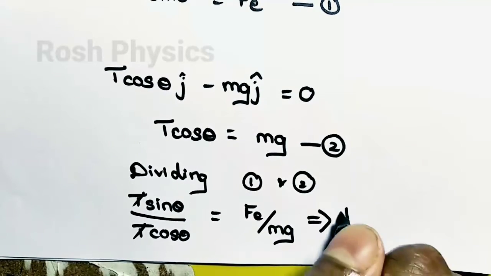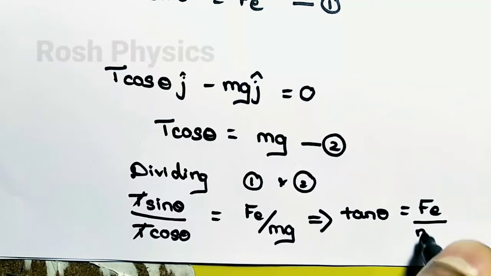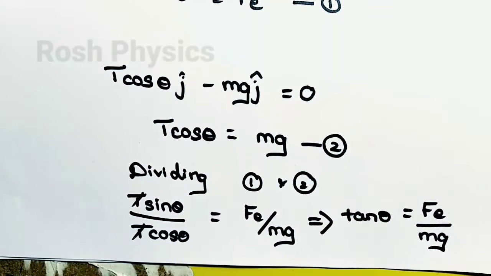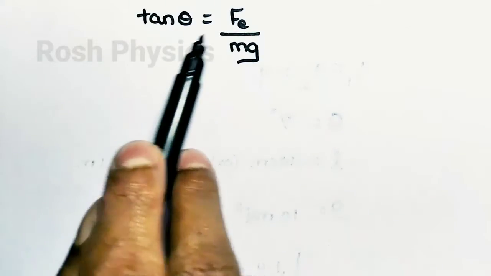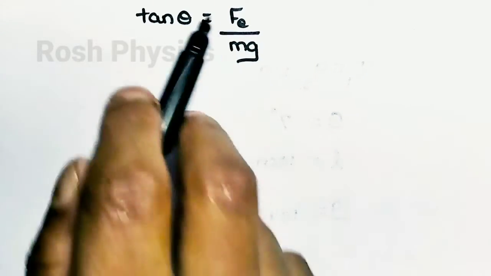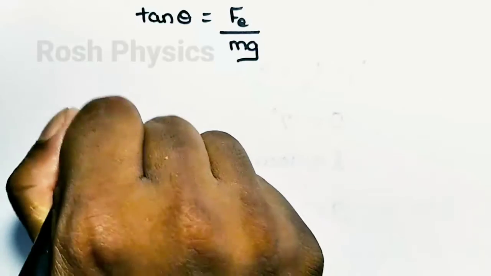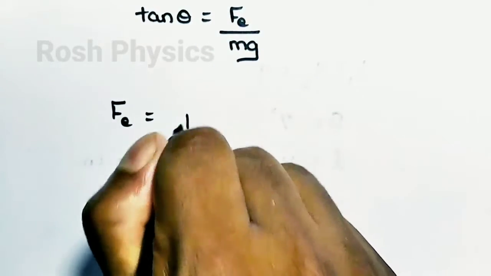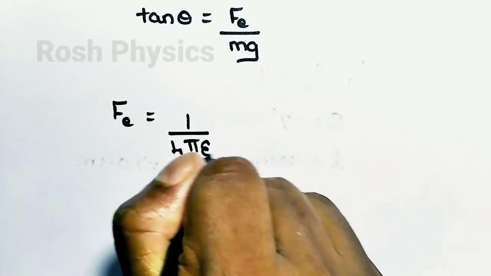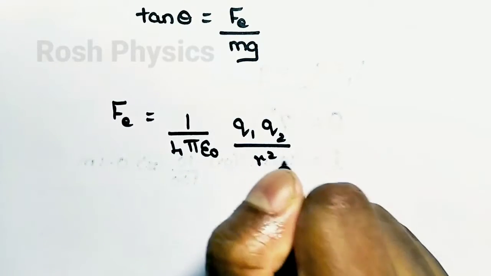So it may transform into tan theta is equal to Fe divided by mg. Okay, so finally we have tan theta is equal to Fe by mg. The value for Fe, because Fe is the electrostatic force. Okay, so the value for Fe is, by Coulomb's law, 1 by 4 pi epsilon naught q1 q2 divided by r square.